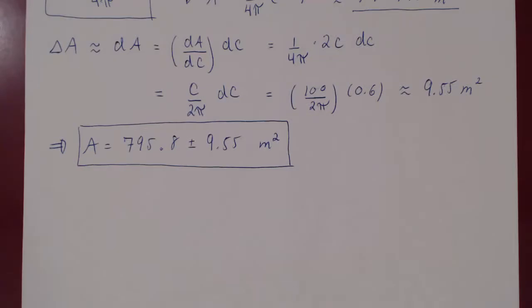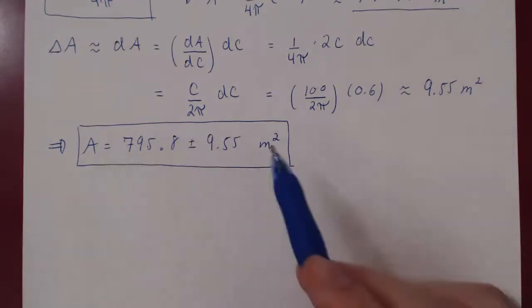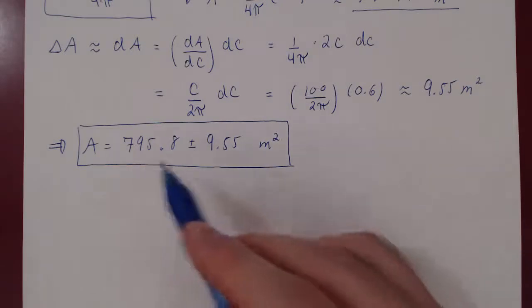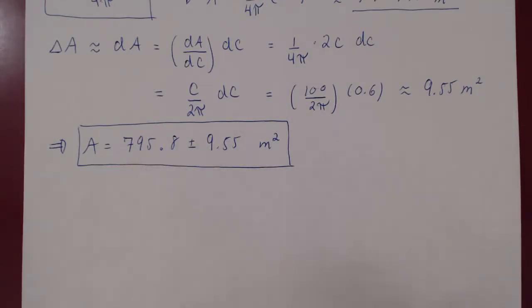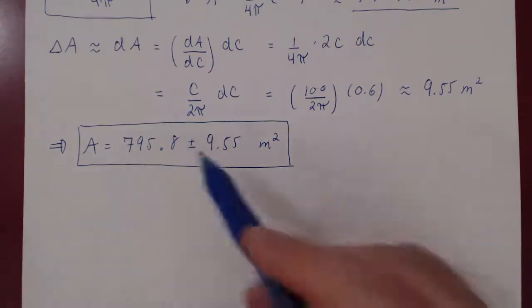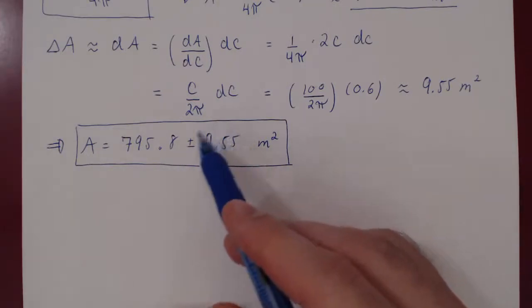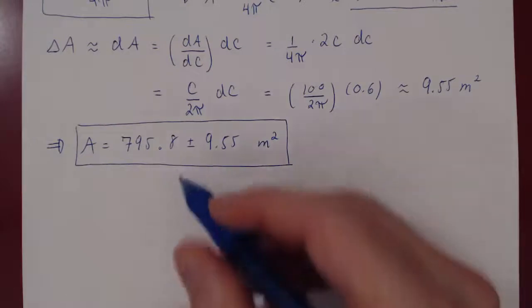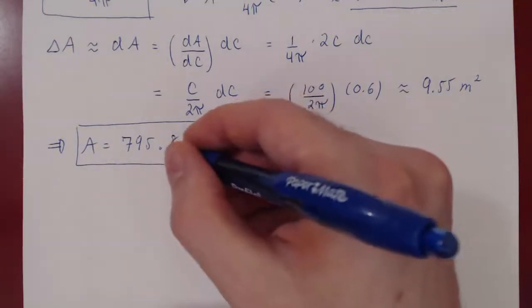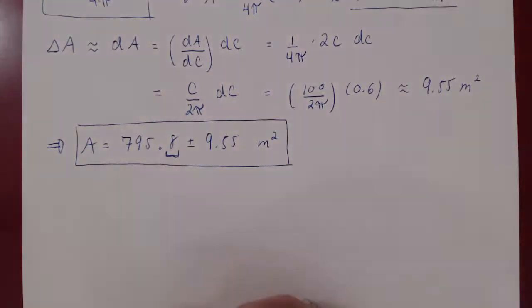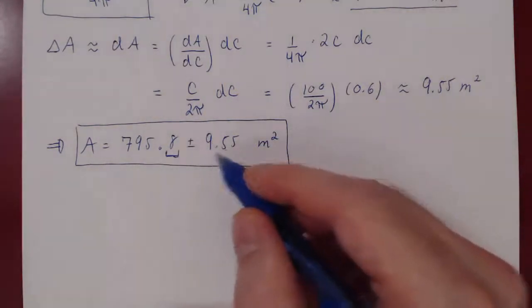Now there's one last thing I want to mention, and this is the topic of significant figures, right? If you look at the answers I've provided, in all three cases, I didn't bother with significant figures. Let's just go back and see how would our answer change if we actually were careful with the significant figures. Let's start with this one. The answer is 795.8 with an error of approximately 10 meters squared. So there's no need to mention the 0.8 here because we're not even accurate at that point.